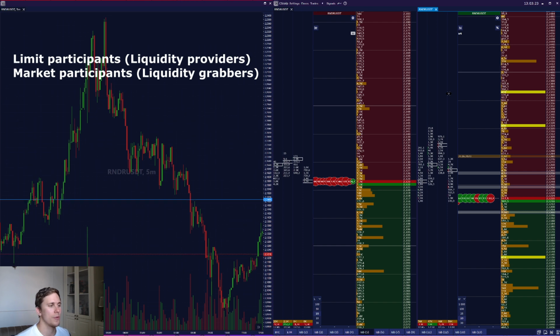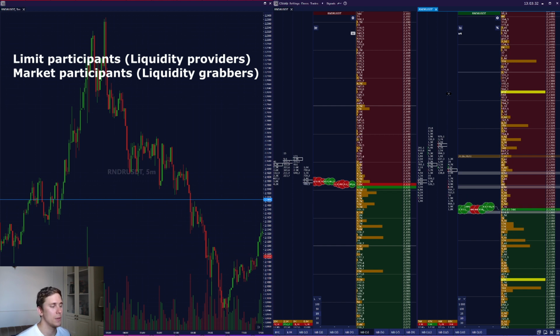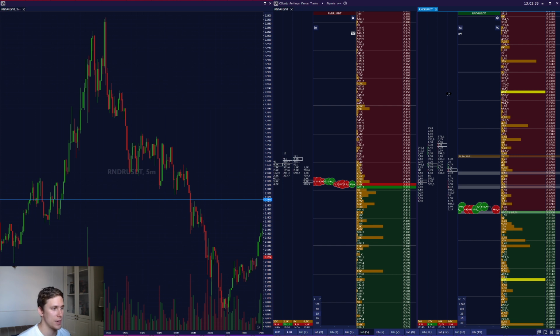As you remember from the previous videos, the main participants are divided into market ones and limit participants. Market participants make immediate orders and push the price. They are liquidity grabbers. They execute limit orders to push the price higher in case of buyers or lower in case of sellers.